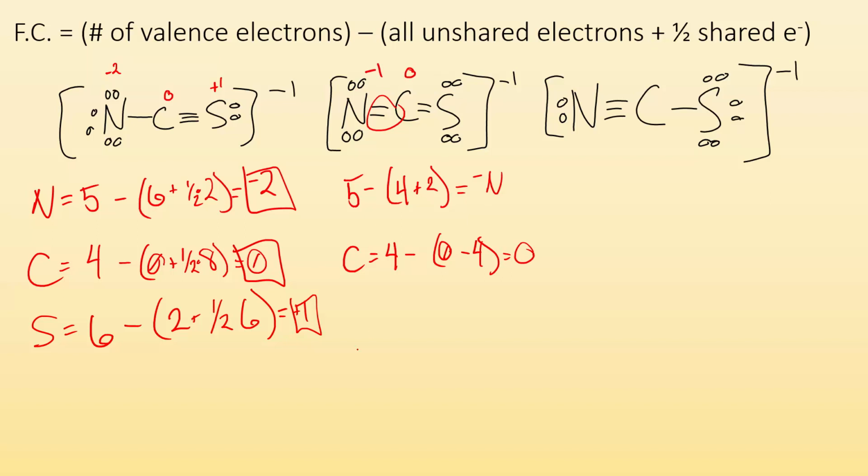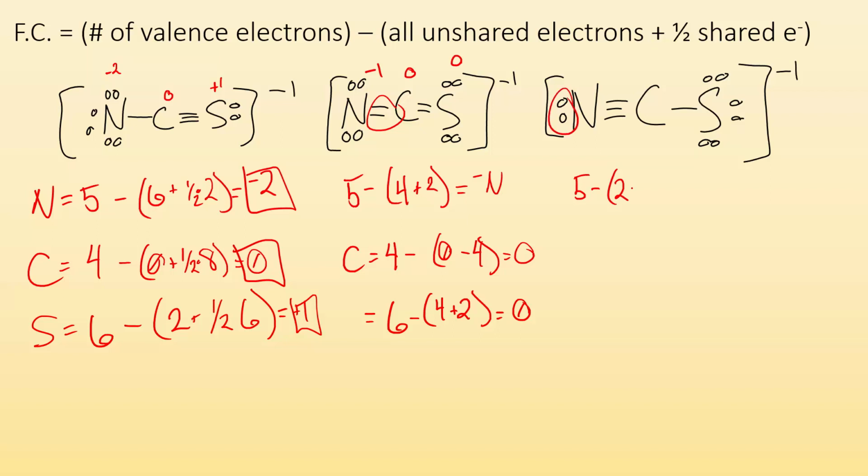So nitrogen here has a -1, carbon has a 0. And let's check out sulfur. Here again, 6 valence electrons minus, it kept 4 to itself, and half of those 4 shared electrons would be 2, so it equals 0. So again, there you go. Sulfur ends up with a 0.